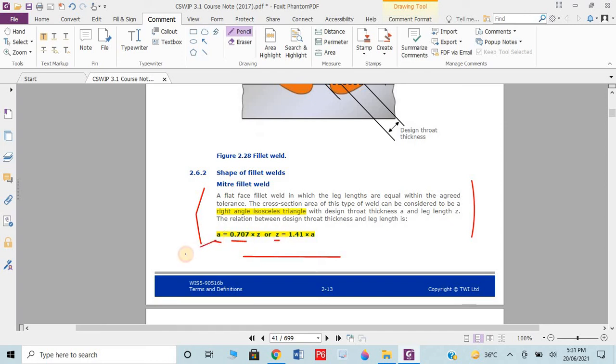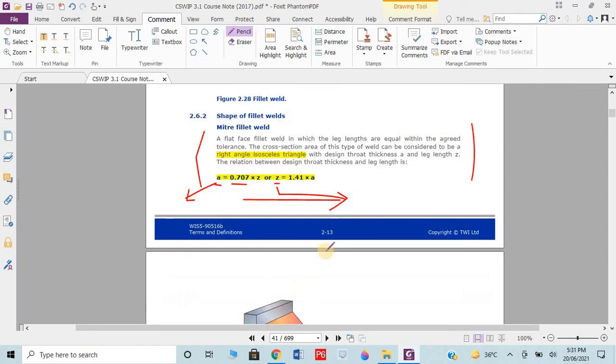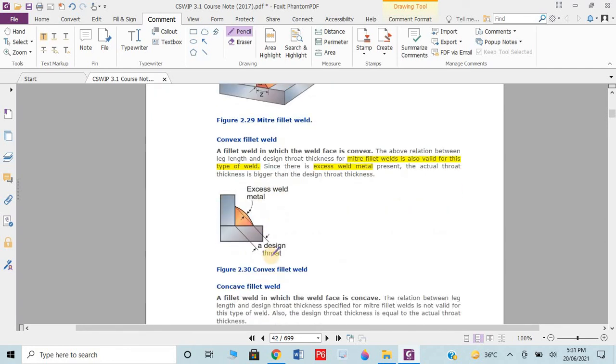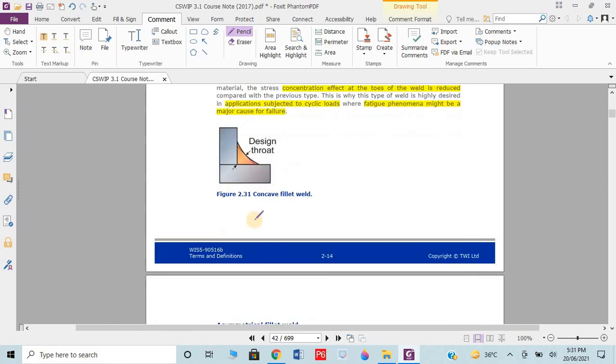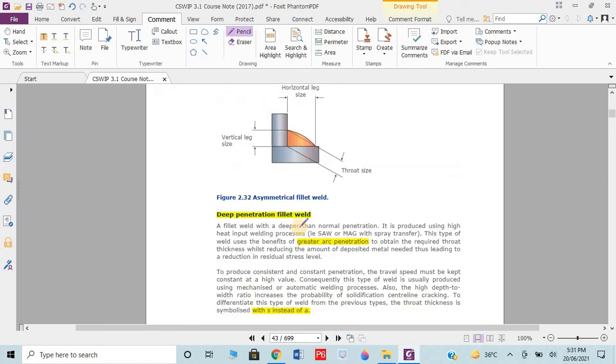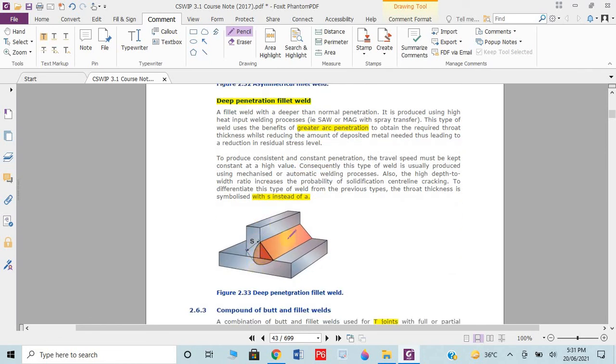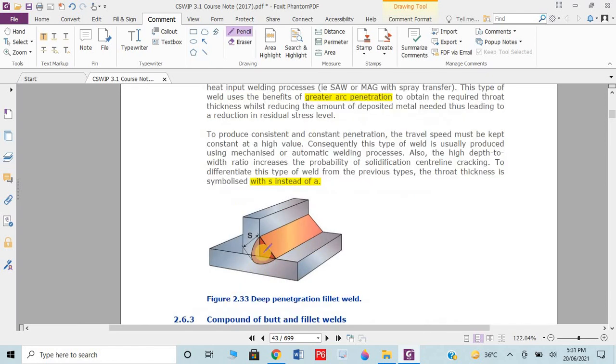First we will discuss the throat thickness. The starting value is A, which is 0.7 times the leg length, and Z is the final, 1.4 times A. Same you can see here, A is throat thickness, Z is leg length. Excessive metal, convex, concave, convex. Deep penetration fillet weld means the weld which passes the root is called deep penetration.